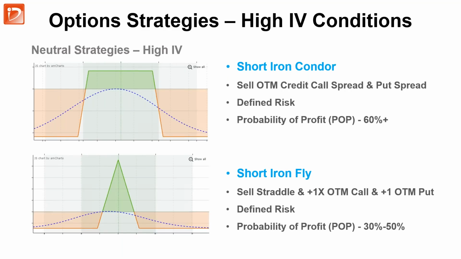And the next one is a short iron condor. It's a defined risk strategy where we sell one out of the money credit call spread and one out of the money put spread. Or in another way, you sell a close to at the money strangle, and you buy a far out of the money strangle. This is another way of looking at it. And here it's a defined risk and neutral strategy, and POP is around 60% or more, depending on the strikes chosen.